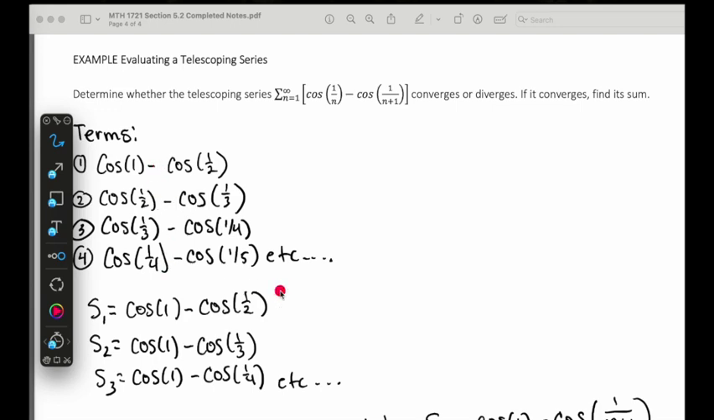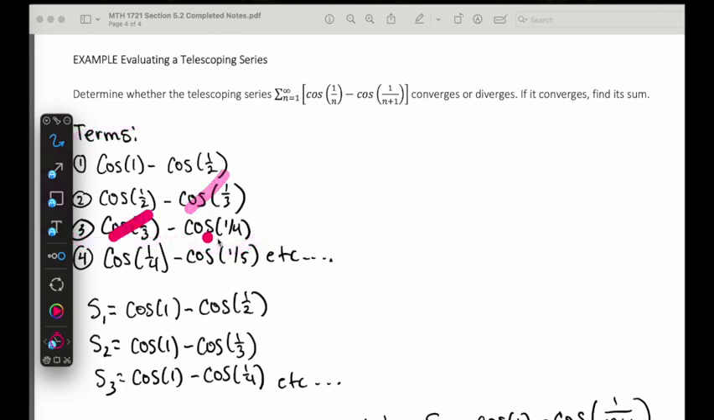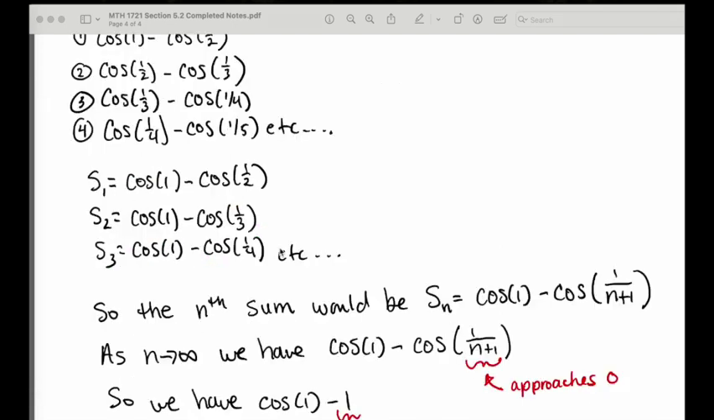Now, when I start finding the sums and adding them up, I have a minus cosine of a half plus a cosine of a half here. So these disappear and I'm left with cosine 1 minus cosine of a third. When I find S3, that means I'm adding up all of these, which now means the cosine of 1/3 disappears and I'm left with cosine 1 minus cosine of a fourth. So then that pattern continues.